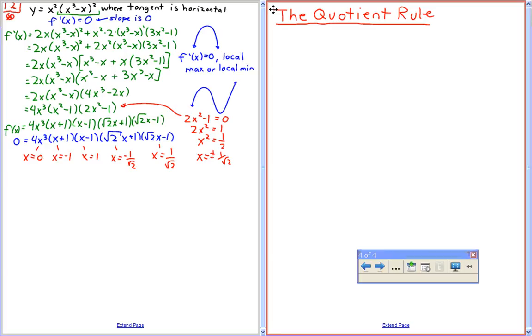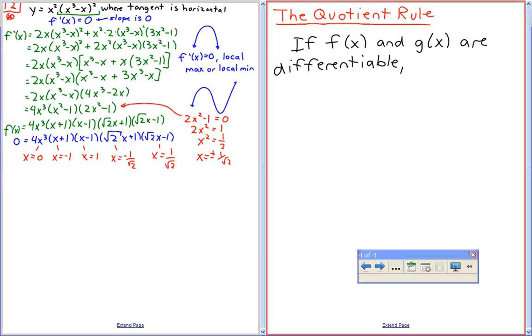we're going to say if f of x and g of x are differentiable. You always have to state that. Are there times when they're not? Yes, like if it would equal 0. If h of x then equals f of x over g of x, what is h prime of x?